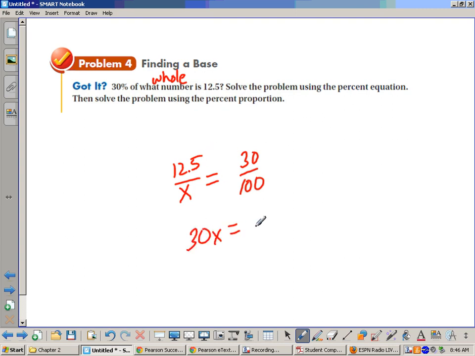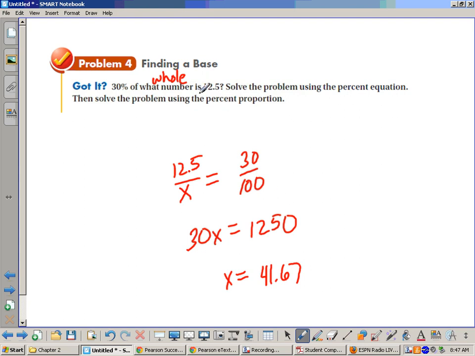So 30x would equal 12.5 times 100, which is 1,250. So we'd take 1,250 and we would divide by 30. So we're going to get a decimal of 41.6666667. So we can round that to 41.67.